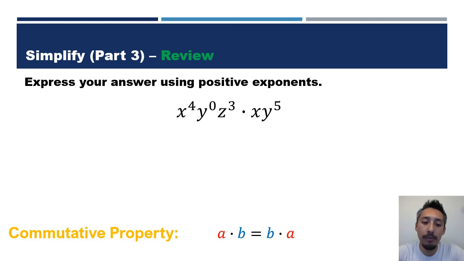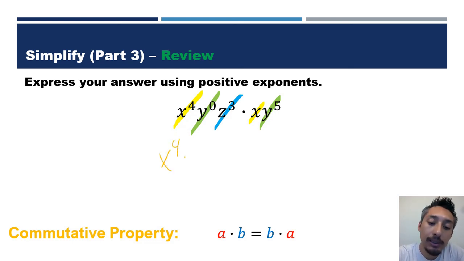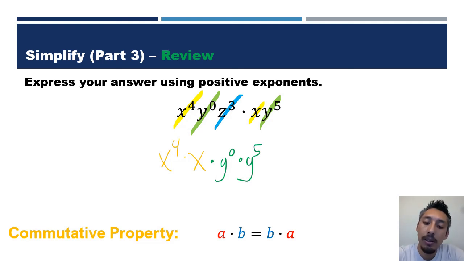Let's talk about this problem now. Here we have bases of x, we have bases of y, and we only have one base of z, but that's okay. We could still do the same thing that we did in the previous problem. I'm going to reorganize this by bases just to make sure that it's a little simpler and easier for me to understand. First, we have x to the power of 4 times x. Next, we have y to the power of 0 times y to the power of 5. And last, we have z to the power of 3.